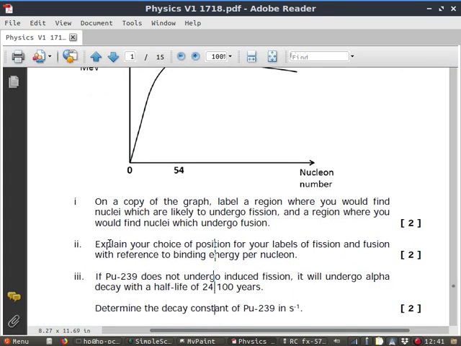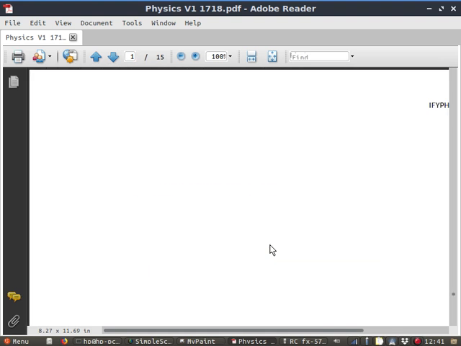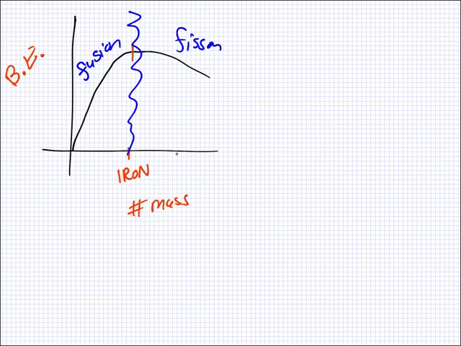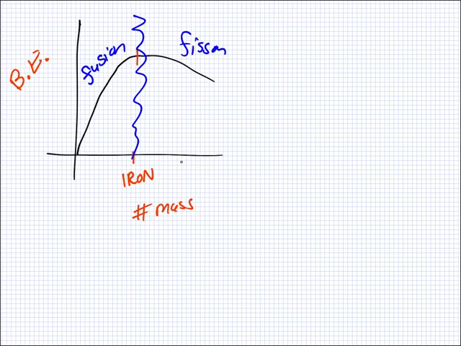Oh, but now explain why. Oh, I skipped this question. Explain why, with reference to binding energy per nucleon. So the question is, explain why this half is fusion and this half is fission. So let's start with the fission. Why do we say the fission is on the right?